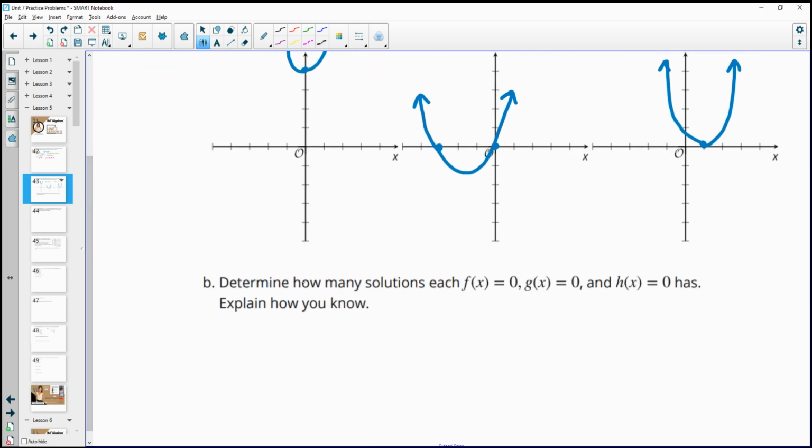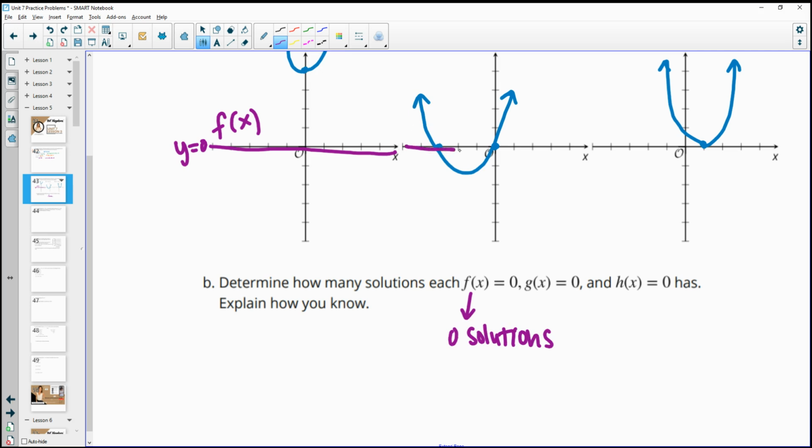Then it says determine how many solutions each f of x equals 0, g of x equals 0, and h of x equals 0 has, and explain how you know. So remember that this first one was f of x, and it doesn't cross the x-axis at all, and that's where our function equals 0. So this is the line y equals 0, or f of x equals 0, and our graph doesn't cross that at all. So this f of x has 0 solutions.